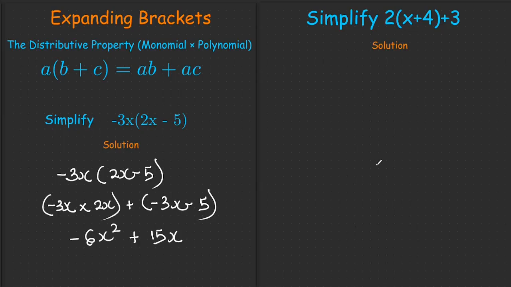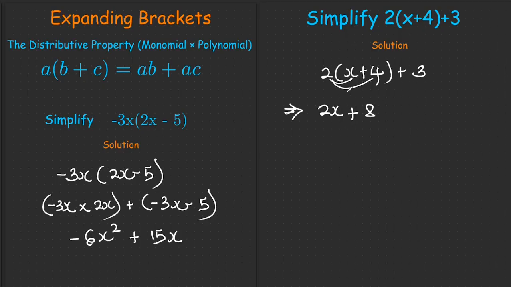So let's quickly try this last one here before we go to the next session. It says you have to simplify 2 into bracket x plus 4, bracket close, then plus 3. So 2 bracket open, x plus 4, bracket close, and then plus 3. How do we go about it? This is the visitor, and it needs to greet everybody in the house. So first of all, we have 2 times x, and 2 times x gives us 2x. Then we have the 2 times 4, which also gives us an 8.